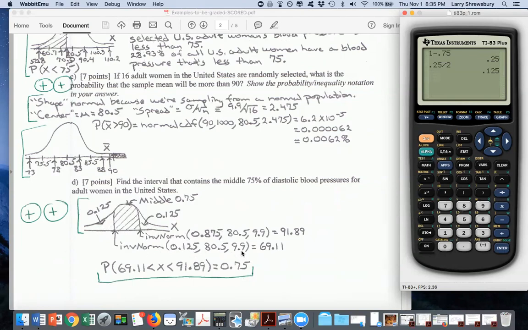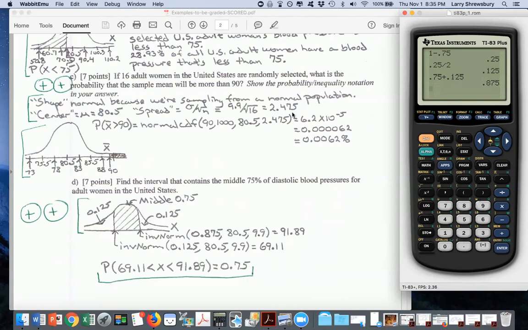Put in the center and spread. For my upper bound, well, I got 0.75 in the center plus this area in the tail here, the 0.125. So the area to the left for my upper bound is 0.875. It's at the 87.5th percentile. Put in your center and spread. And so there's your lower bound and upper bound for the interval.